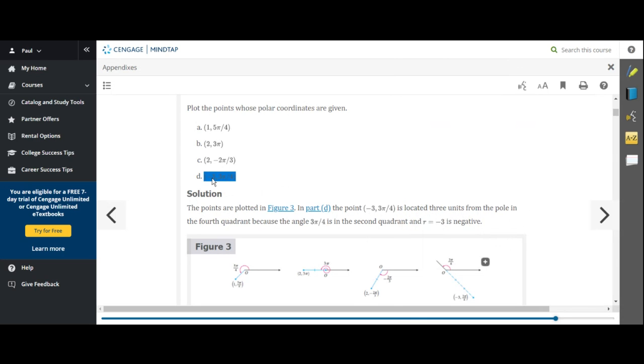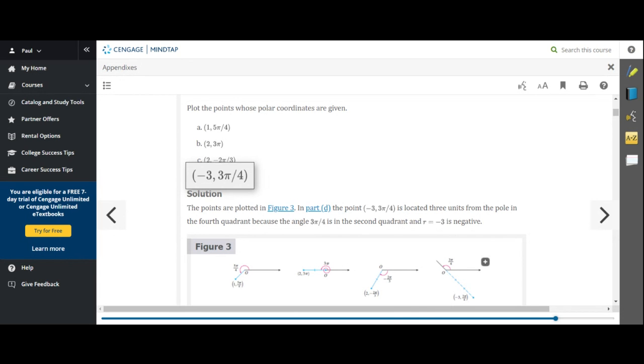So, all right, for D, you have a radius of negative 3 and then 135 degrees. So you measure out 135 degrees, but you don't move forward in the direction. You move backwards in the direction. Instead of moving forward at 135 degrees, you just walk backwards. You moonwalk backwards to a distance of 3. And that gets you at -3, 3 pi over 4.